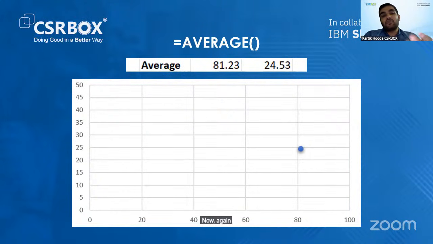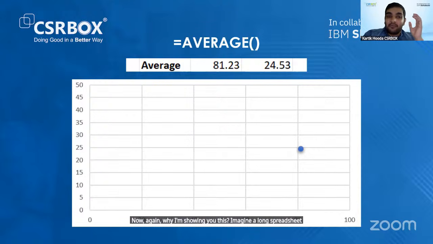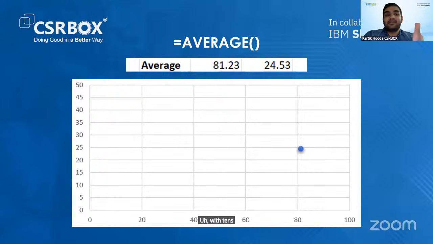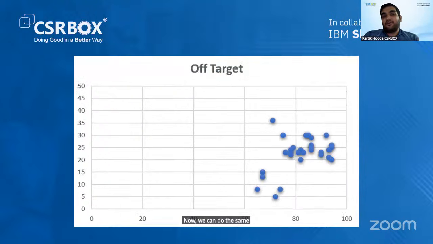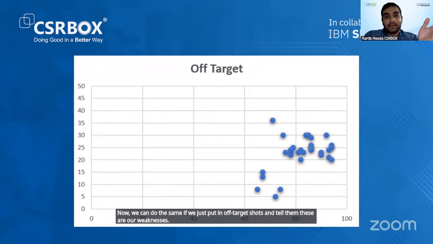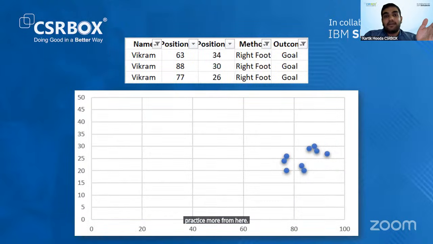Now again, why I'm showing you this, imagine a long spreadsheet with tens of thousands of rows, and just the simple visualization. Now we can do the same if we just put in off target shots and tell them these are your weaknesses, practice more from here. All right, now going more and more into how deep we can go into analysis.